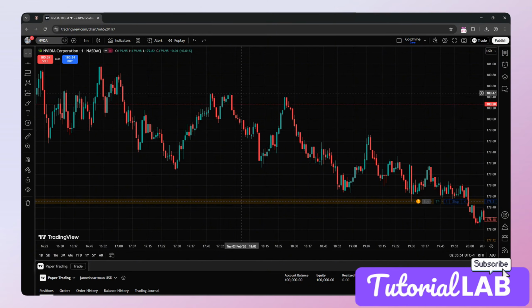Support and resistance are important concepts in trading because they help us see where price is likely to react. Let's begin with the manual method.